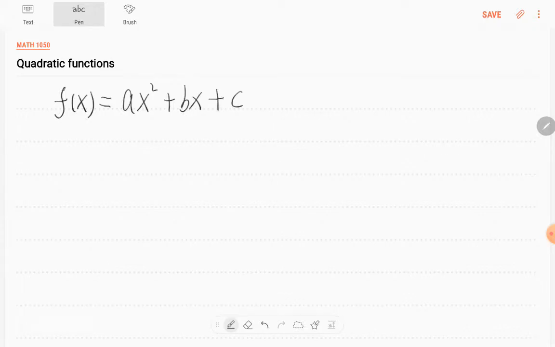Okay. So here a is not 0. So in other words, the square term always exists. Otherwise, it's called a linear function, right? If you just have bx plus c, this is called a linear function. But if we have some square term, ax squared, then we call it quadratic function. So this is called the standard form of quadratic function.